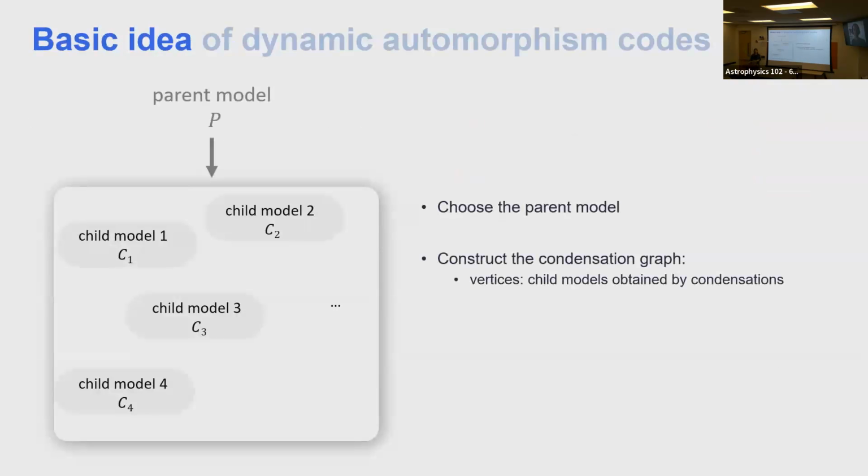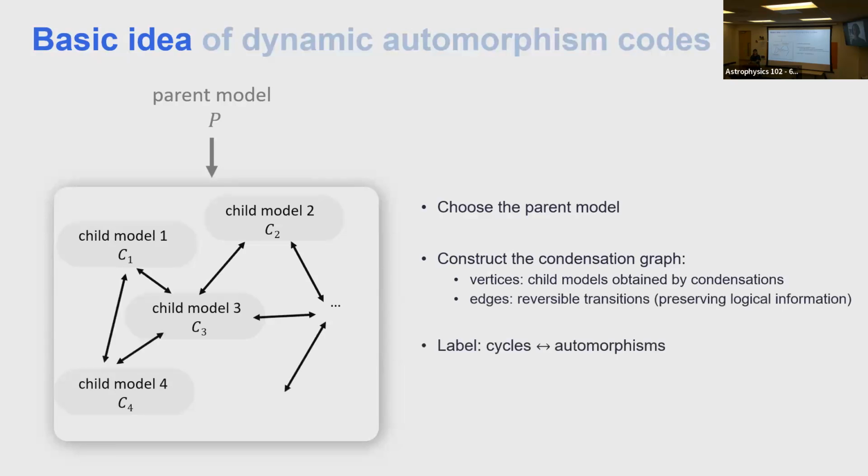So the idea behind the general concept of dynamic automorphism codes is the following. We choose a different parent model now that is not a single color code. Then we learn how to condense it into different codes. Now, if these codes are isomorphic, we can go between them without losing logical information. And that's how we create this graph. We have vertices, which are codes, and we have edges for them. We can perform a transition by measurement in the language of the parent model.